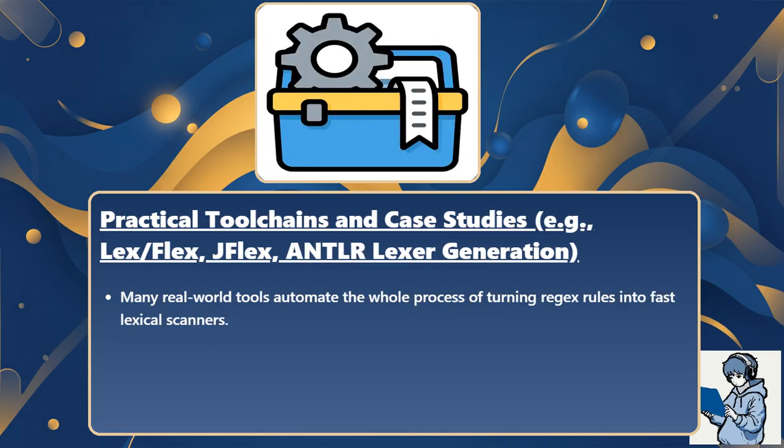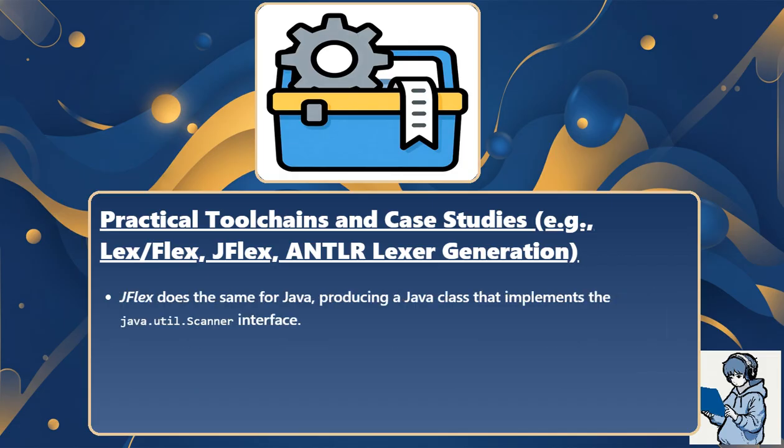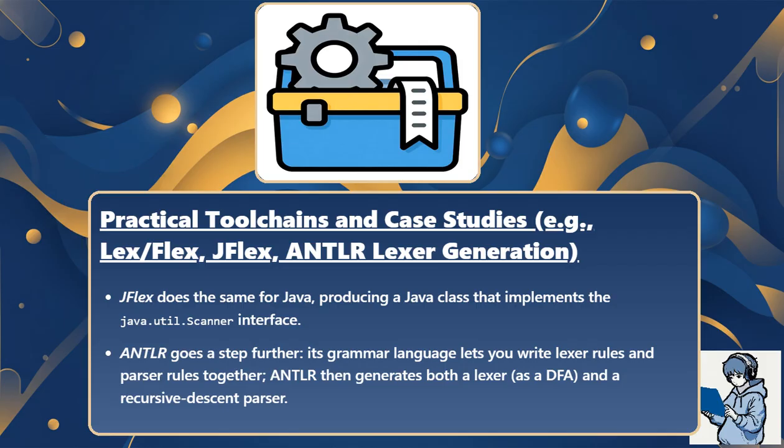Many real-world tools automate the whole process of turning regex rules into fast lexical scanners. Lex and its modern clone Flex read a .l file containing regex-to-token mappings, generate C code for a table-driven DFA, and compile it alongside the parser. JFlex does the same for Java, producing a Java class that implements the java.util.Scanner interface. ANTLR goes a step further. Its grammar language lets you write lexer rules and parser rules together. ANTLR then generates both a lexer as a DFA and a recursive descent parser.